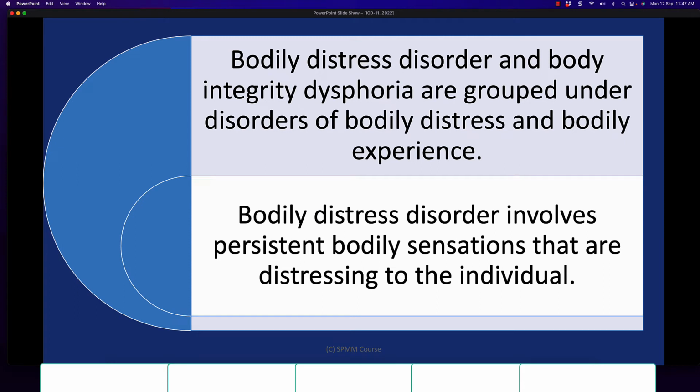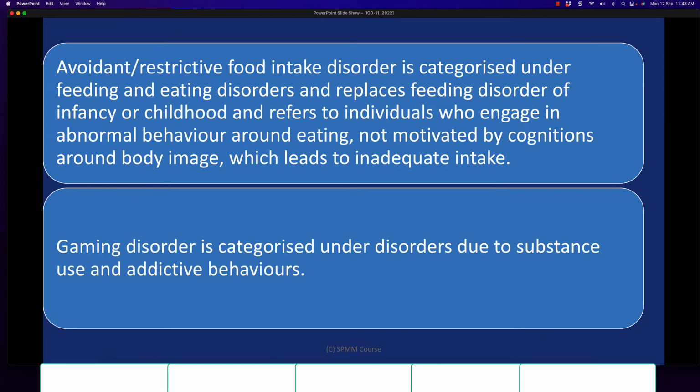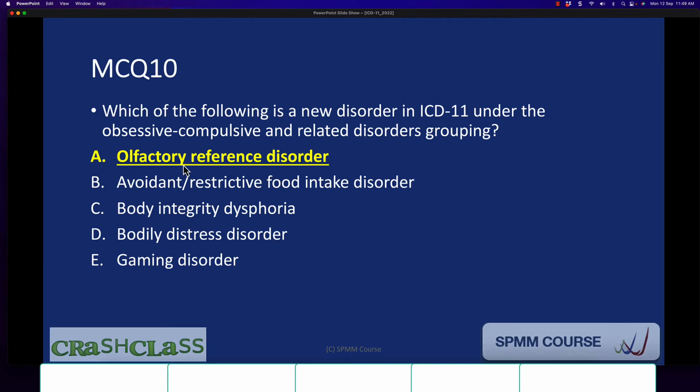Bodily distress disorder and body integrity dysphoria are grouped under disorders of bodily distress and bodily experience. Bodily distress disorder involves persistent bodily sensations that are distressing to the individual. Avoidant or restrictive food intake disorder is categorized under feeding and eating disorders and replaces feeding disorder of infancy or childhood. It refers to individuals who engage in abnormal behavior around eating, not motivated by cognitions around body image, which leads to inadequate intake. The answer for question number 10 is option A. Olfactory reference disorder is a new disorder in ICD-11 under the obsessive compulsive and related disorders grouping.